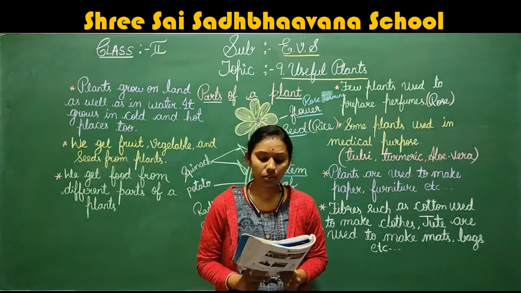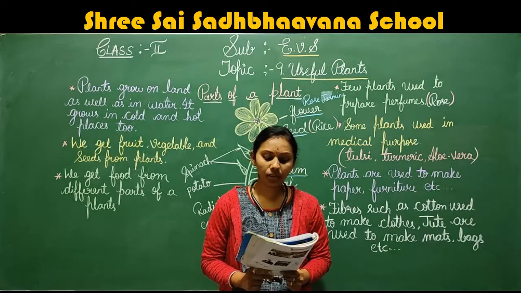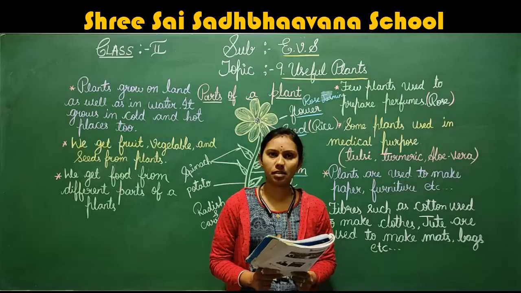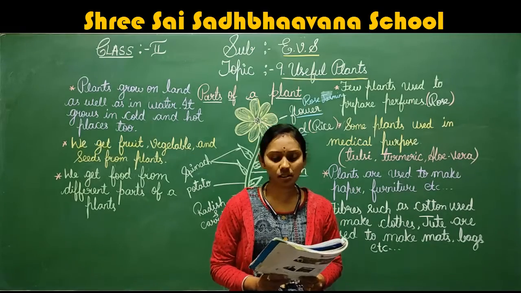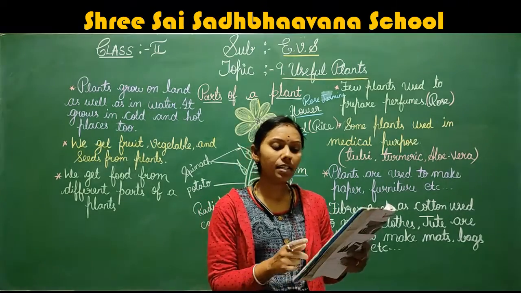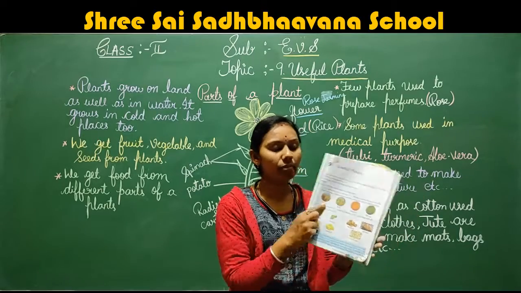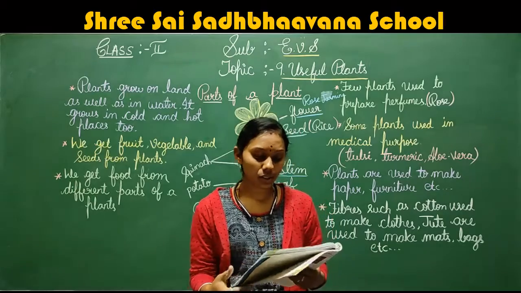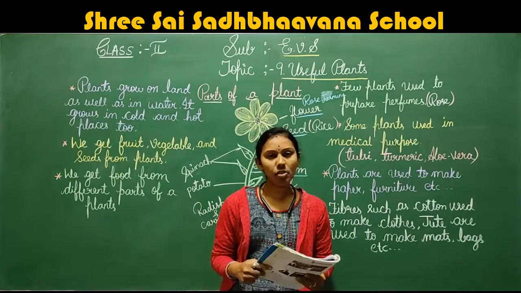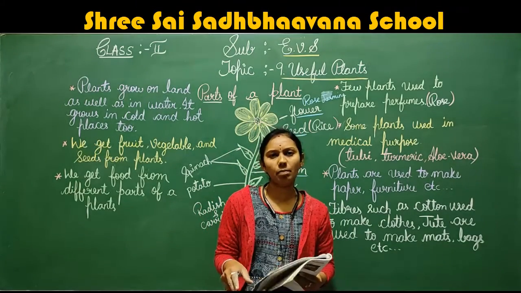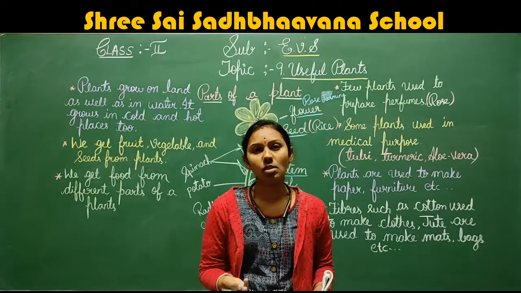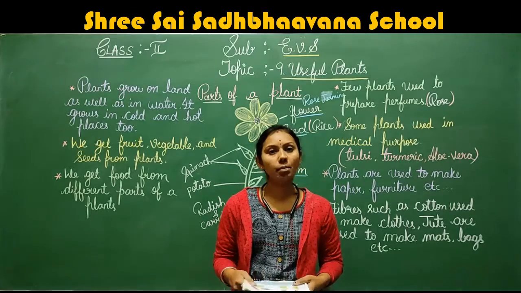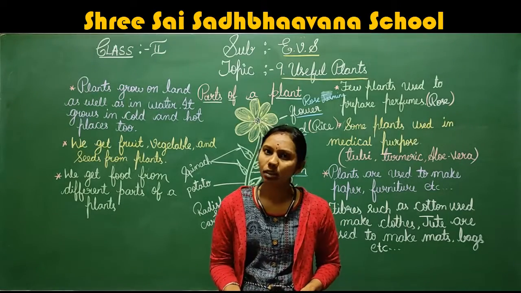What types of foods are we getting here from plants? First we get cereals and pulses. What are the cereals? Wheat, rice, maize. You can see the picture here. Wheat, rice, all these we get from the plants. These are the main cereals. Then moong dal and urad dal, these are the main pulses we get from the plants.